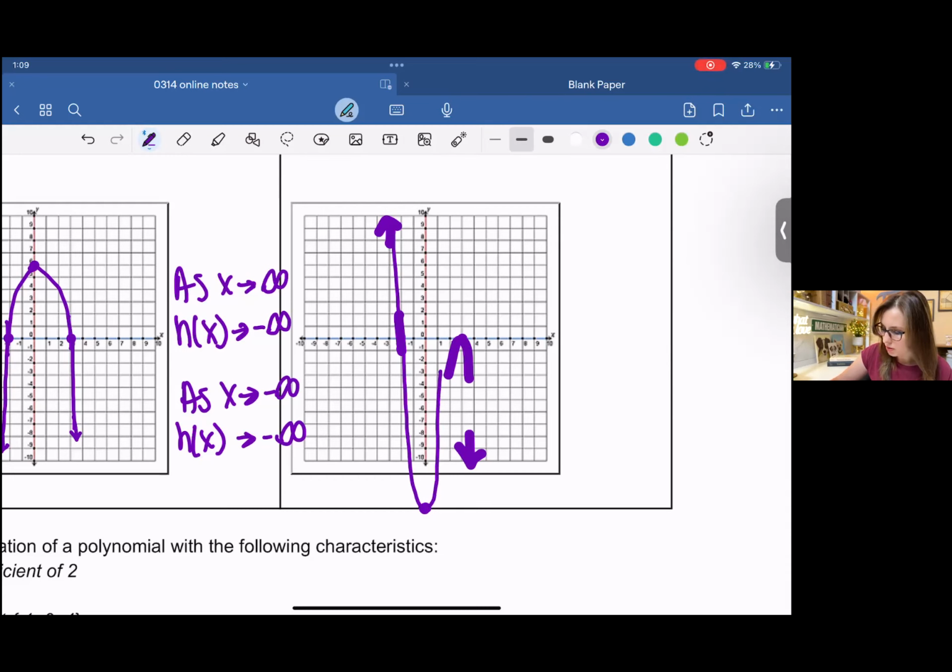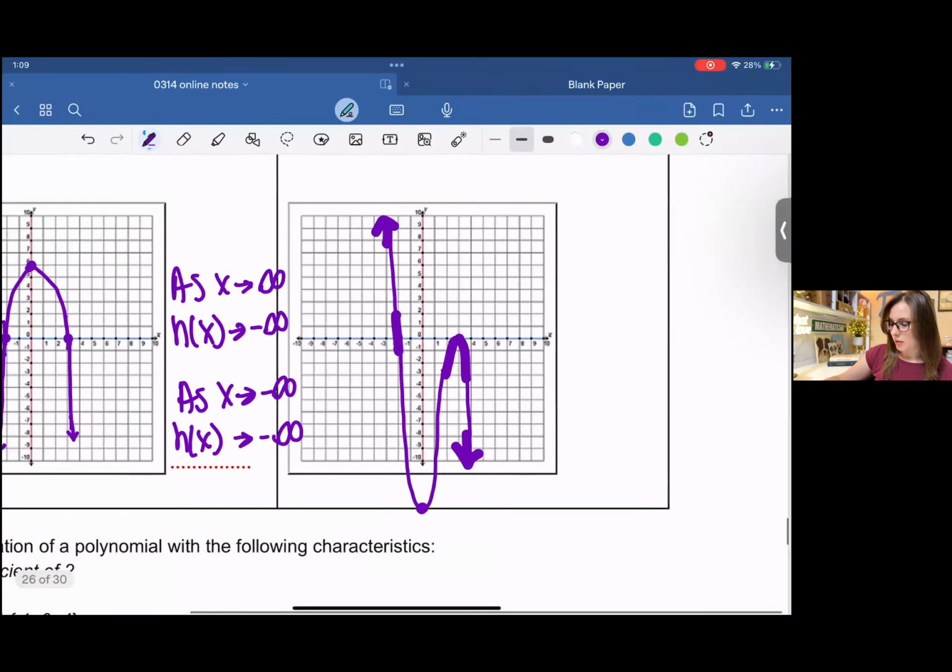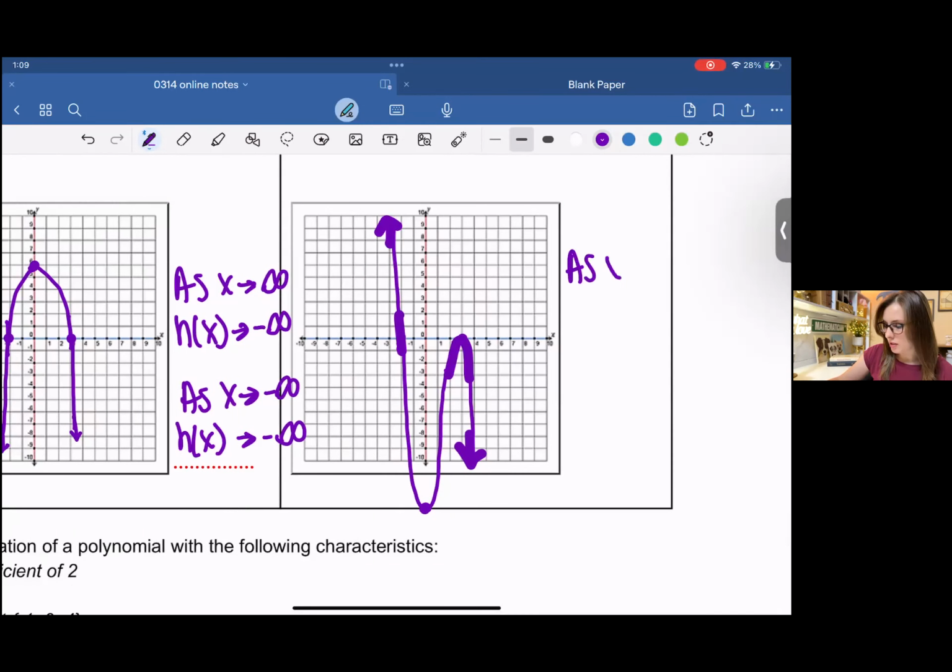And whoops, I didn't quite make it. Up to 3. And then I have to go through 3 like a quadratic. So it has to be a U shape at 3. And I need to end down. And that's it. That's all you have to do. It's just a roadmap. And then the last part where you describe the end behavior as x approaches positive infinity.